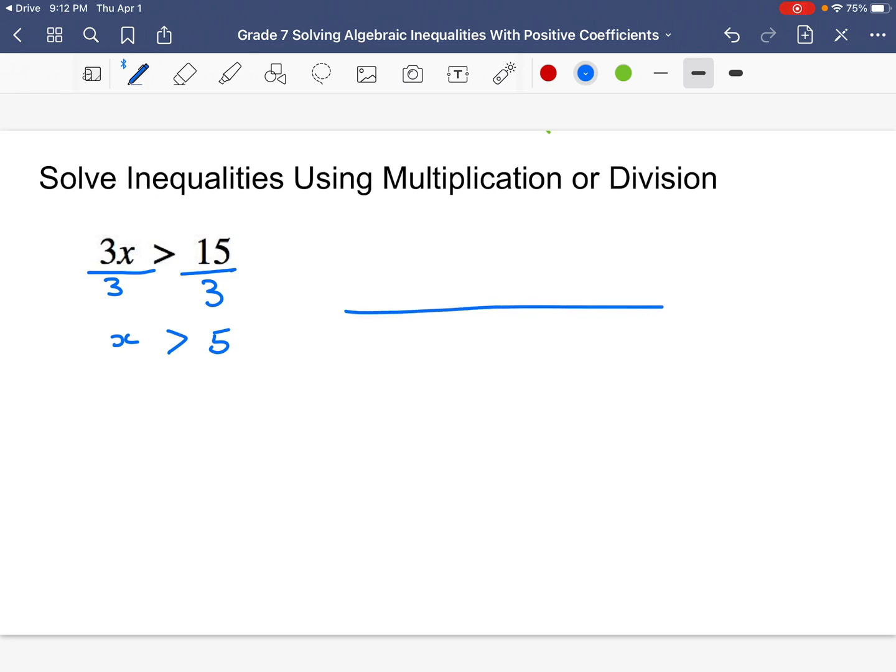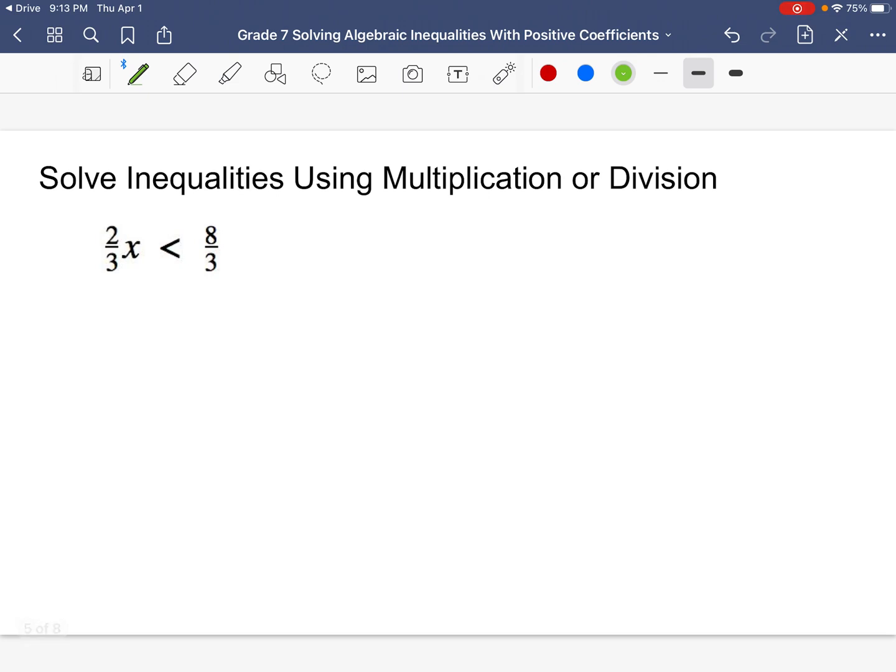Again, I can draw a straight line. And I can have, say, 5 here, kind of made a mess there. 5, 6, and say 4, and I'm going to draw a circle on 5. X is greater than 5, so I'm going to go in this direction, and I do not need to fill it in because it's not greater than or equal to.